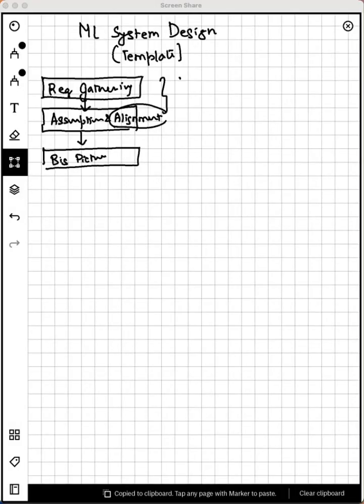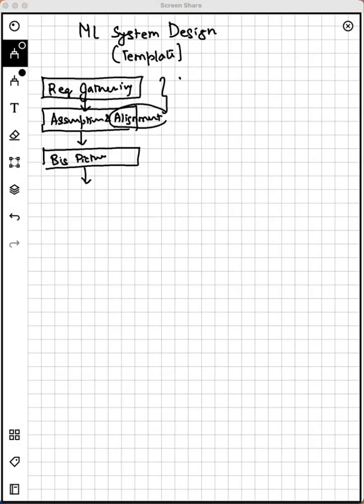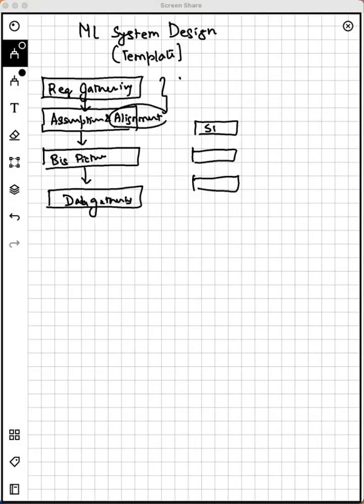Okay, now we're done with the big picture. Next step will be the data gathering step. For the data gathering, start from identifying what are the numerous sources of data points. What are these? Okay, and then once these come in, you're thinking about how are these labeled, how are we generating, or what features are we generating from here.